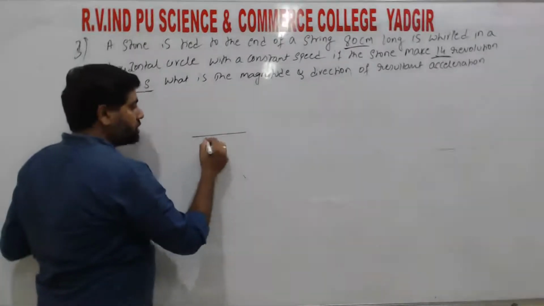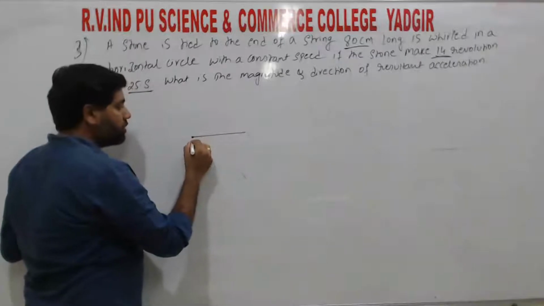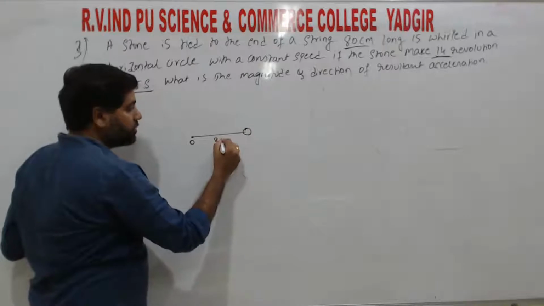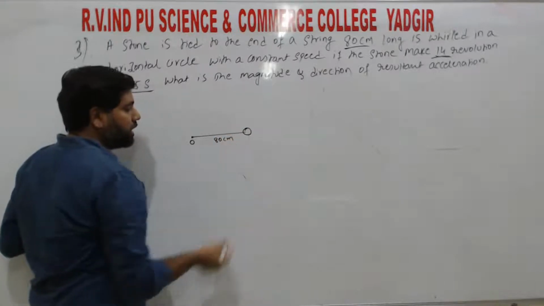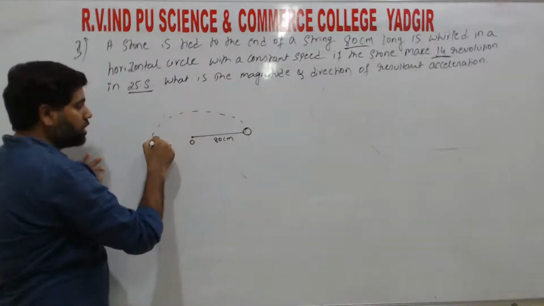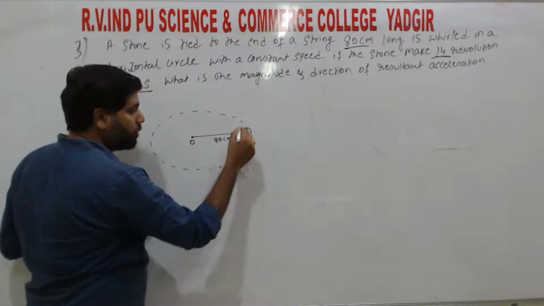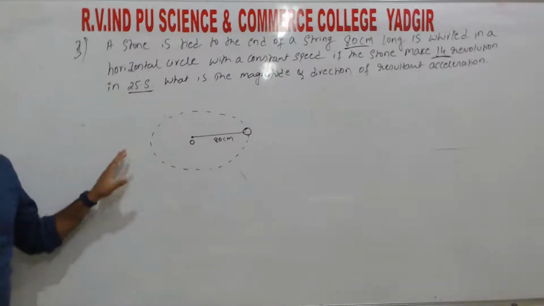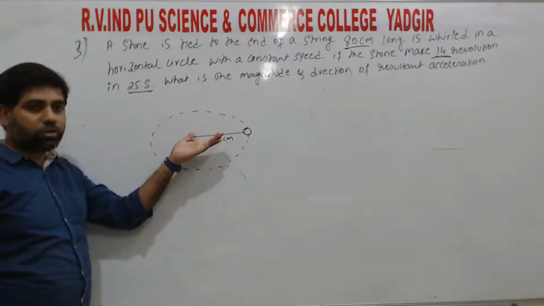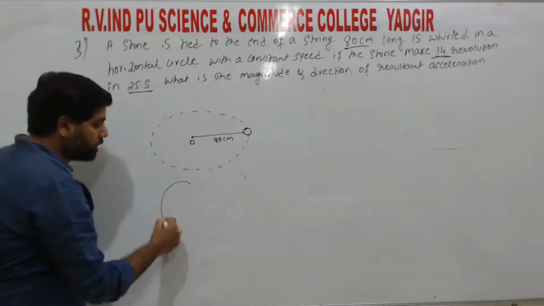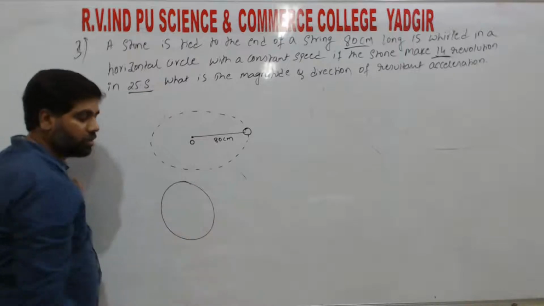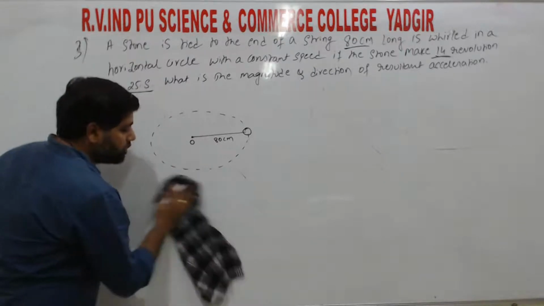So consider this as the thread length. Here is the center O, right? Somewhere here one stone is there. The length of the thread is 80 centimeter. They are rotating it along the horizontal. When rotated in the horizontal, in two dimensions it should appear in an ellipse shape, right? Last class I told you about vertical motion and horizontal motion, right? In the vertical, we take a circle. The horizontal appears in an ellipse shape, right? But that is also a circle, right?